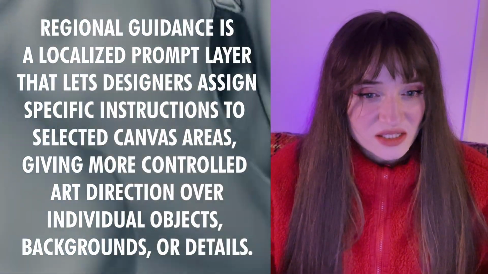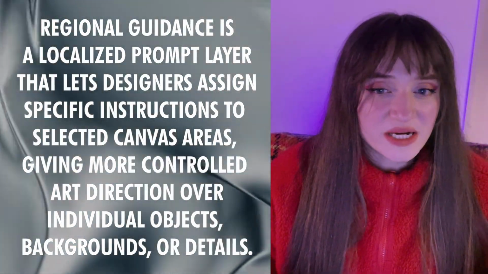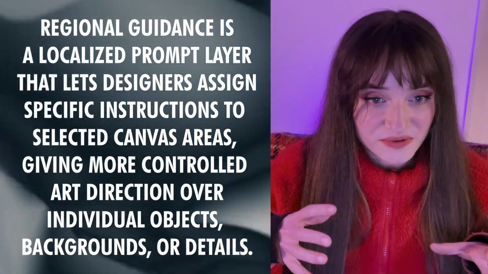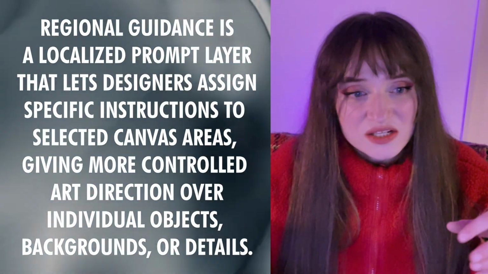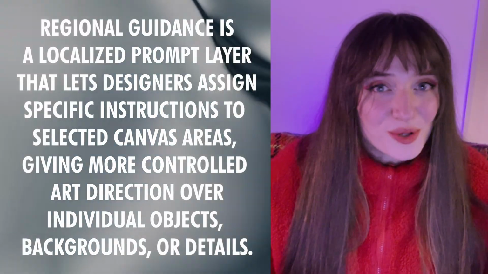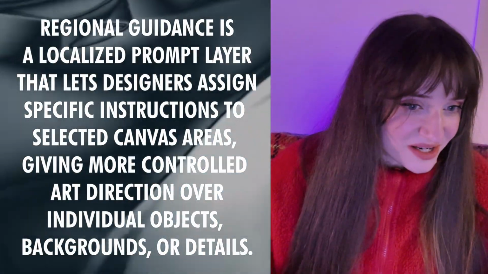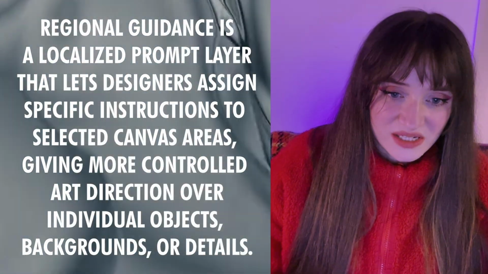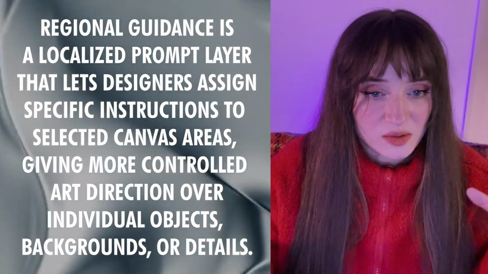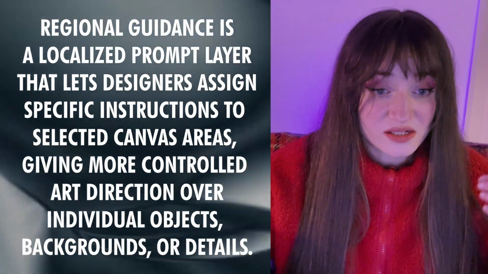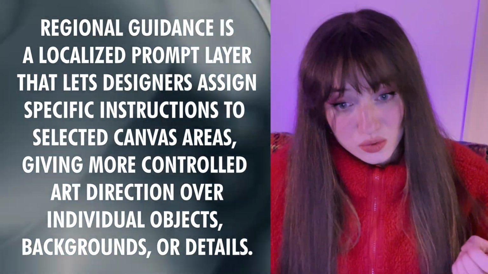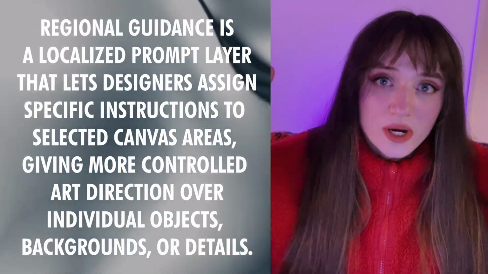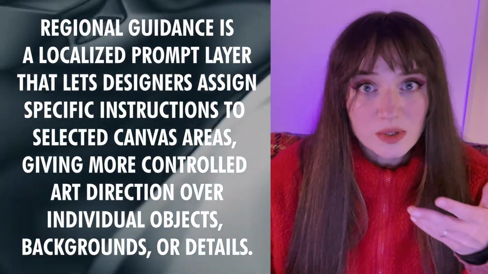Regional guidance is like putting separate mini briefs on different parts of your canvas, so the AI can follow one direction for the background, another for the product, and another for character or detail. The main idea is simple. Control layer helps preserve the shape, regional guidance controls how the visual style goes, and inpainting helps where exactly it goes. That's why we need 3 layers.